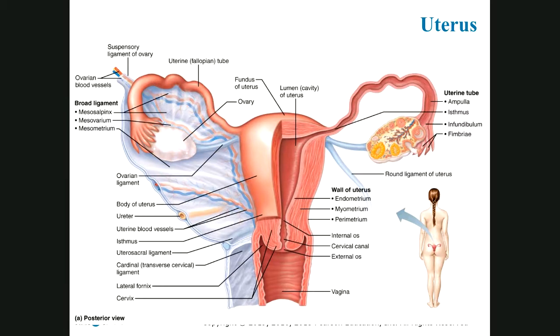We have also the myometrium, consisting of interlacing layers of smooth muscle. They contract rhythmically during childbirth. And we have the perimetrium, which is the outer serous layer, or what we call the visceral peritoneum.